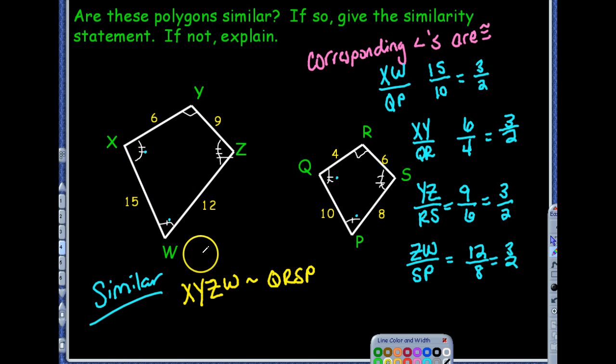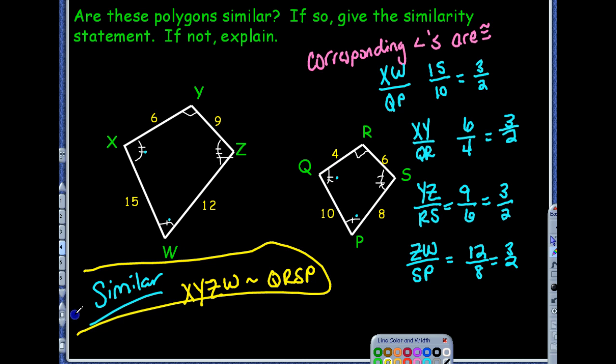But you can look at the angles. Okay, so X had 2 tick marks. Q has 2 tick marks. Y has the right angle. R has the right angle. So on and so forth. Perfect. Okay, so it says, if so, we're going to give the similarity statement. If not, we had to explain. Do we even need to explain then here? Nope. No, because they were similar, and here's our similarity statement.